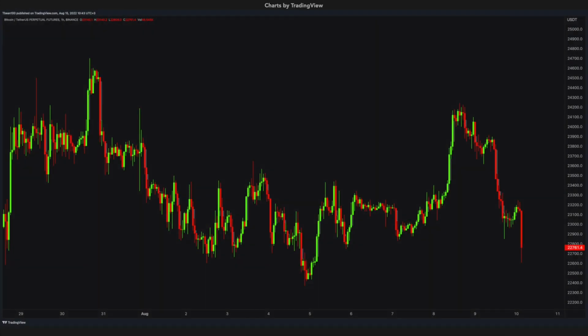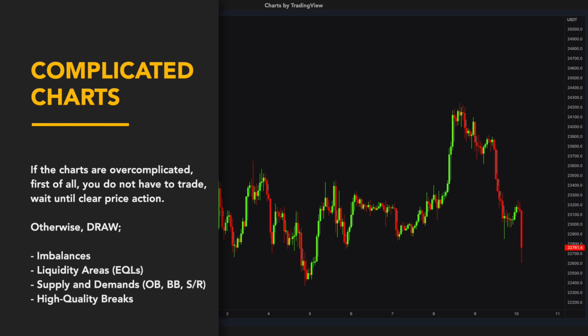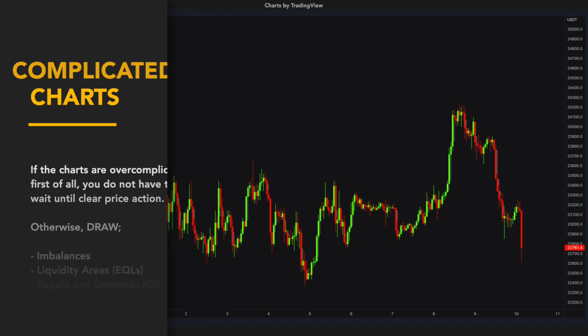Let's talk about my first trade. When I look at complicated charts like this, the first thing that I ask myself is where are the imbalances, swing points, important breaks, equal highs, lows, supply-demand zones, and the liquidity hunts. Then I draw them on the chart to visualize the price action.